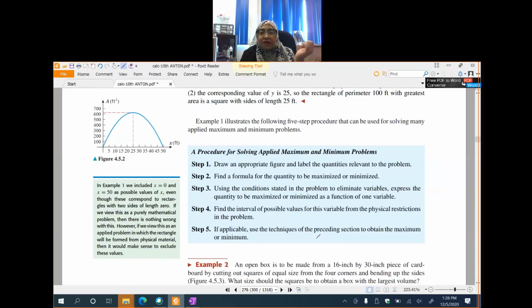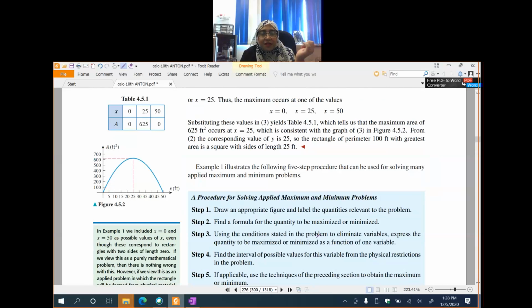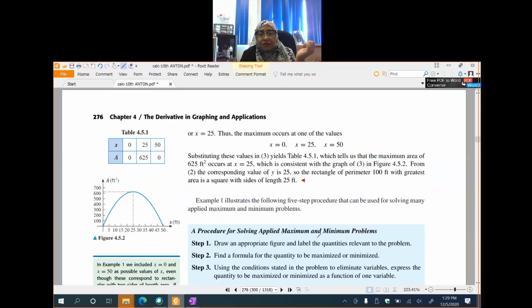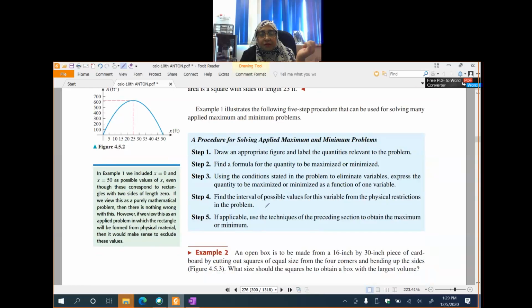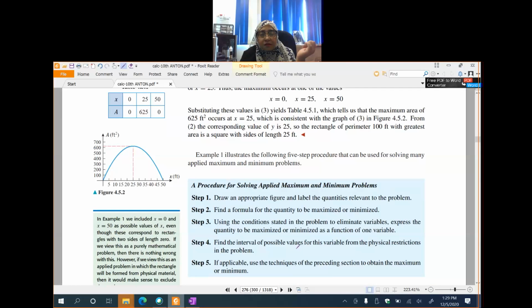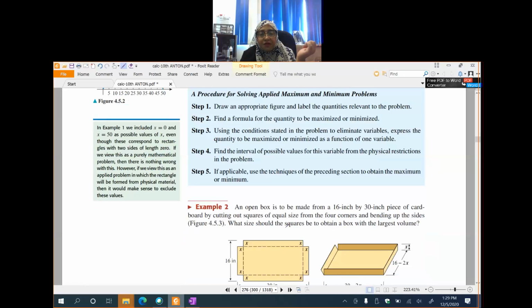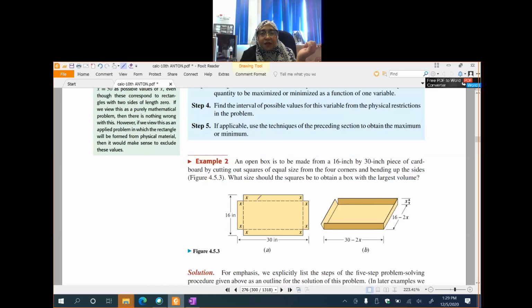This is the application. It might also be asked in the test. So I suggest for you to read this part here, I mean these sections. It's not difficult. You just have to apply the critical points. So let's say we look at example 2.